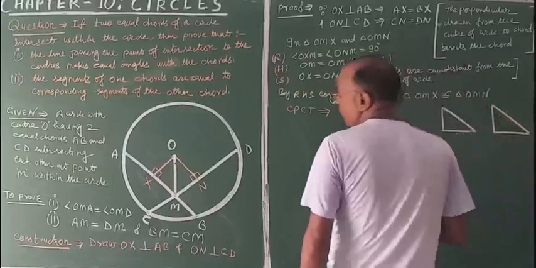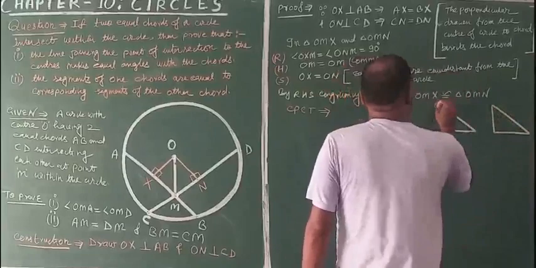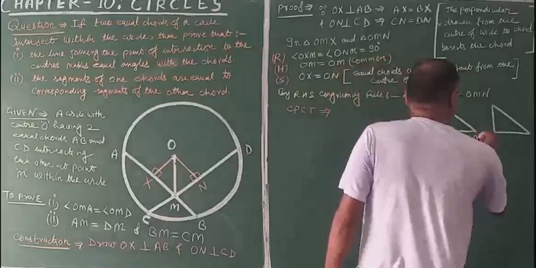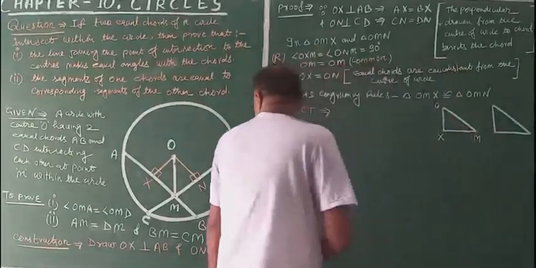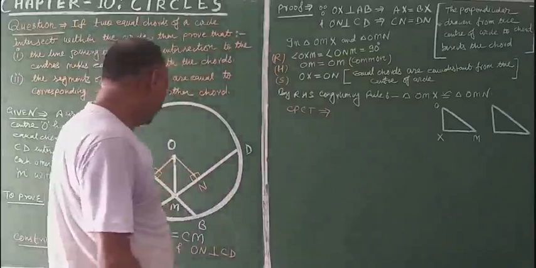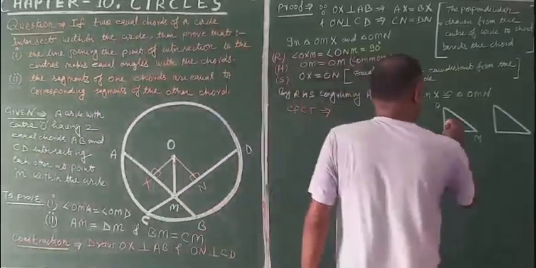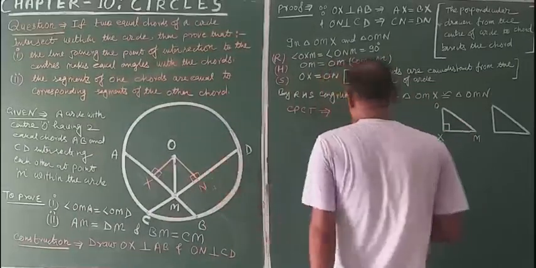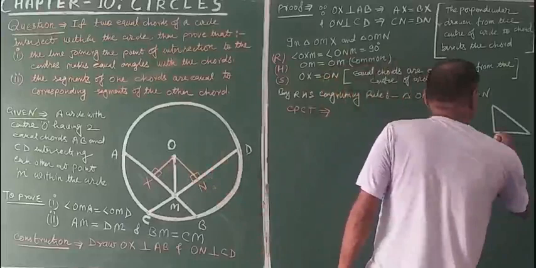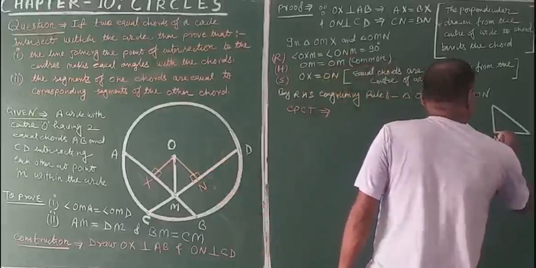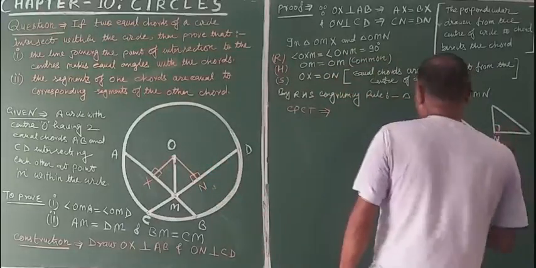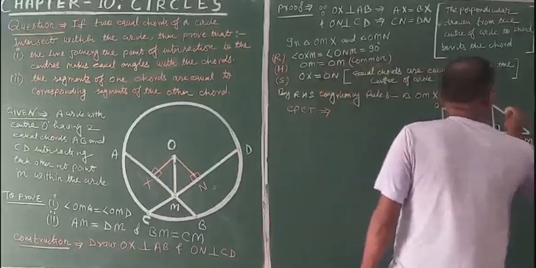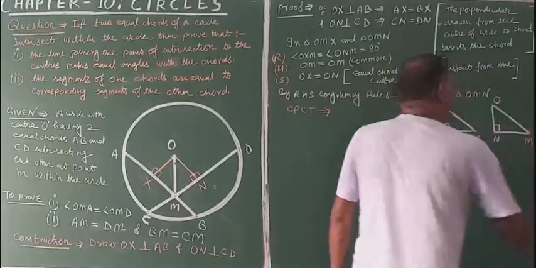This you can write down. O, X and M. Is it there? What is the value of angle X? That is 90 degree. And what is the 90 degree angle here? That is N. So this will also be 90 degree. Now this will be M and this will be O.